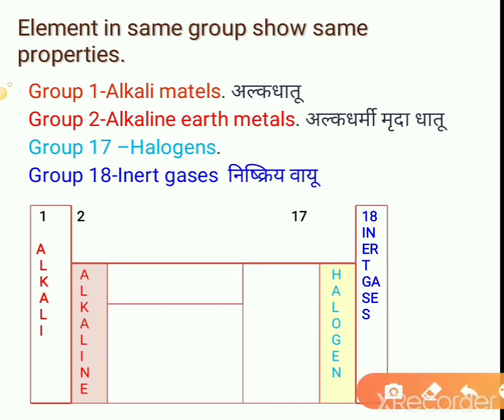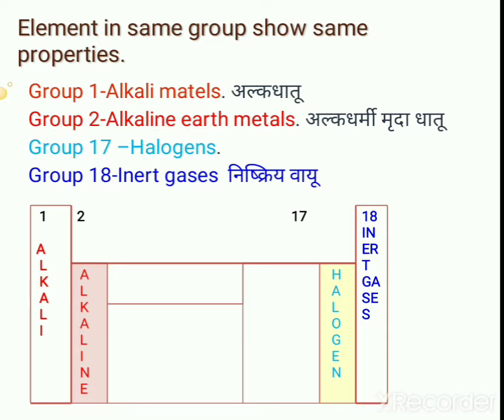Now, elements in the same group show the same properties. All the elements from group 1 are alkali metals. Group 2 contains all the alkaline earth metals. Group 17 are halogens, which means all halogen elements are present in group 17. Then inert gases are present in group number 18.